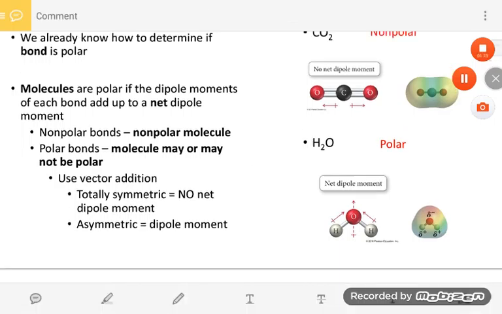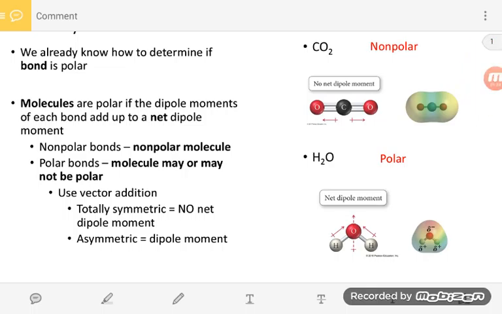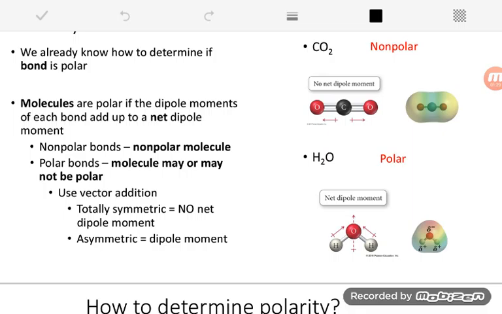So let's look at two examples here. At the first one, CO2, if we draw the Lewis structure of CO2, the carbon-oxygen bond is polar, but if we look at these dipole moments, they point directly away from each other. They totally cancel out because my molecule is totally symmetric. There's no net dipole moment in that case, so this molecule is going to be nonpolar.